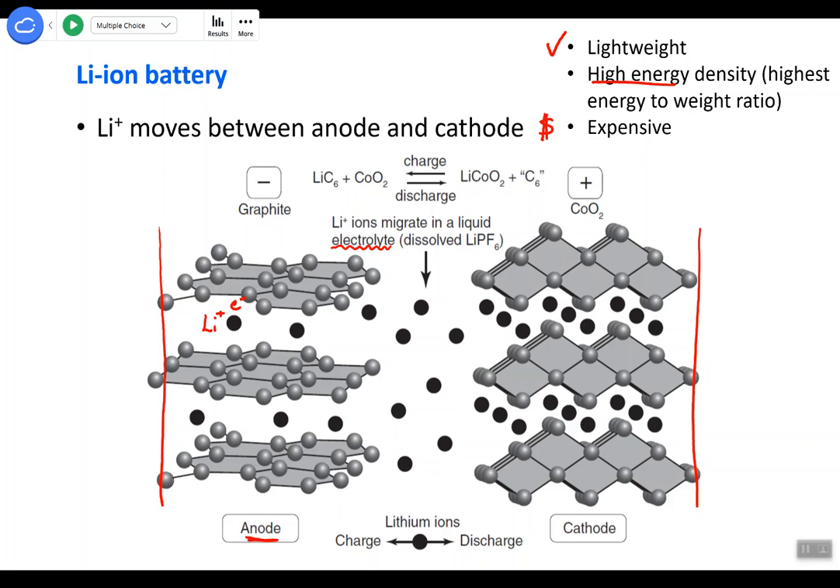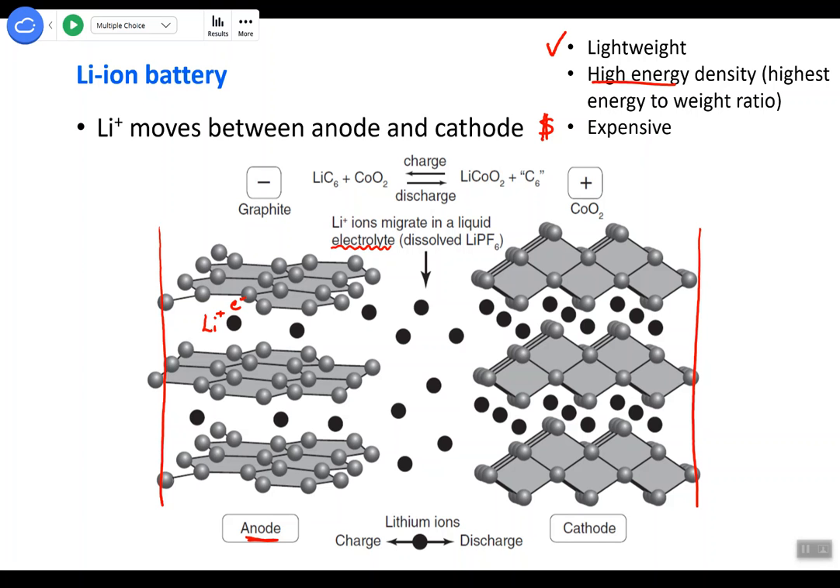So this is the graphite material. Right now we have our lithium cations and their corresponding electrons. The lithium cations are interspersed between these layers of graphite, and the electrons really like hanging out in the delocalized pi structure of the graphite, okay?